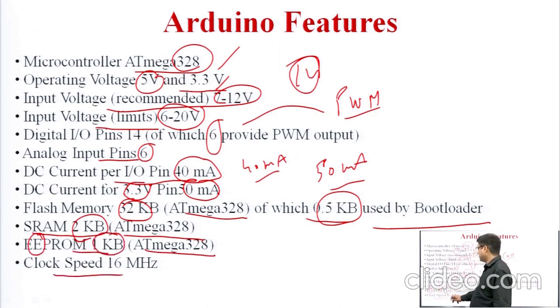Clock speed means 16 megahertz, because to trigger the microcontroller operation we need to provide a clock pulse frequency. The clock pulse, the clock speed, is provided by the oscillator. It has a clock speed of 16 megahertz. Okay.